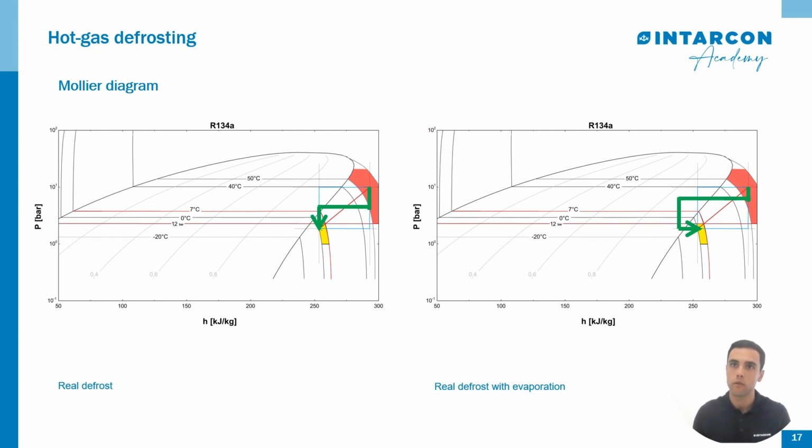Here, the actual defrost is represented by a green line, which indicates how the process handles pressure drops in both the discharge and suction lines. Actual defrost analysis. This line illustrates the actual path taken by the gas from the point of discharge to its reintroduction into the refrigerant system.